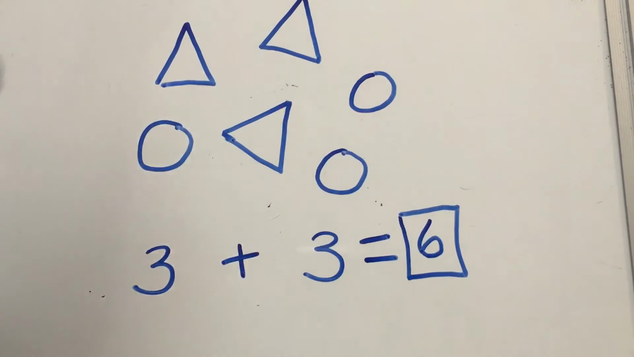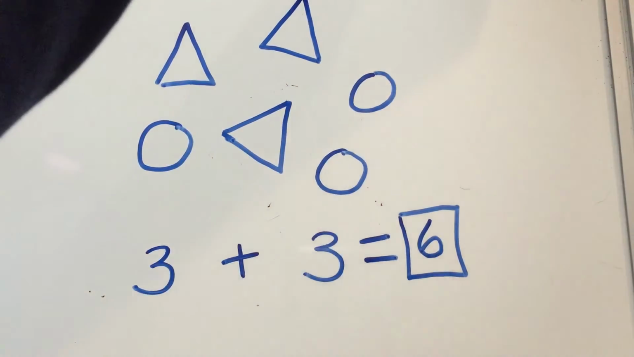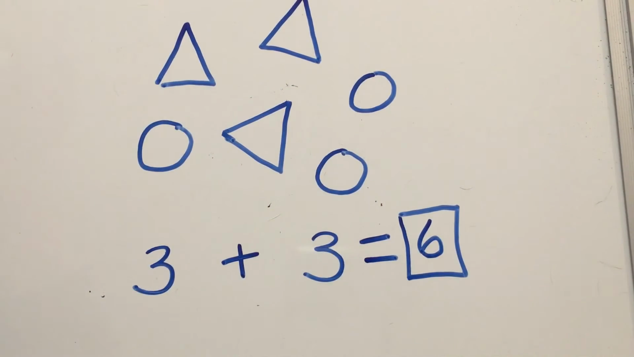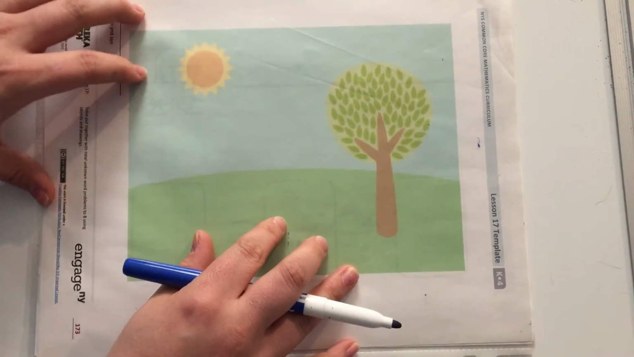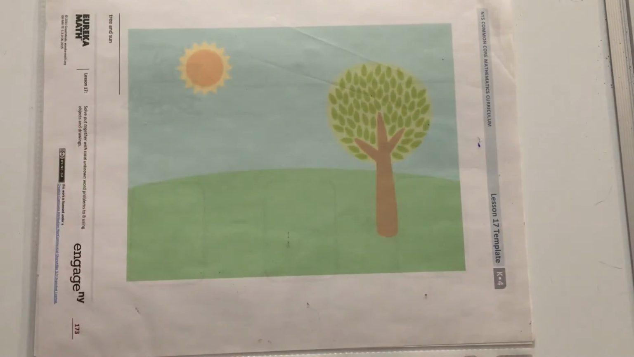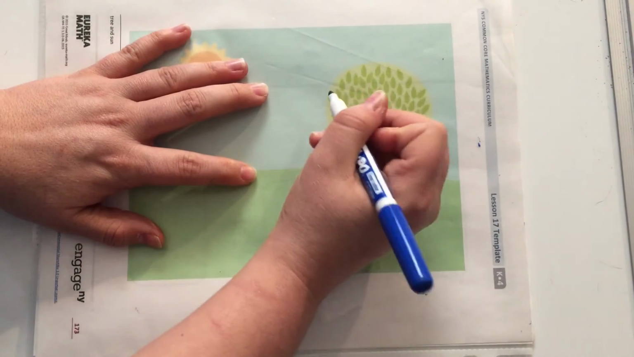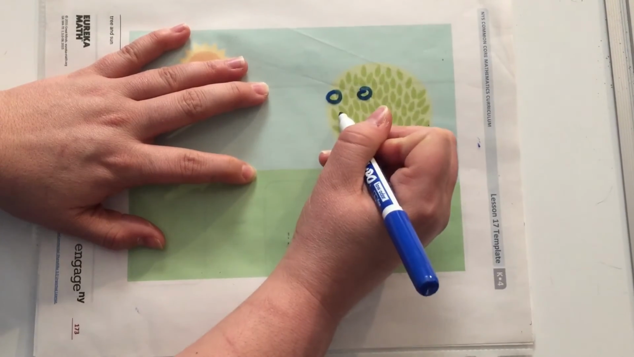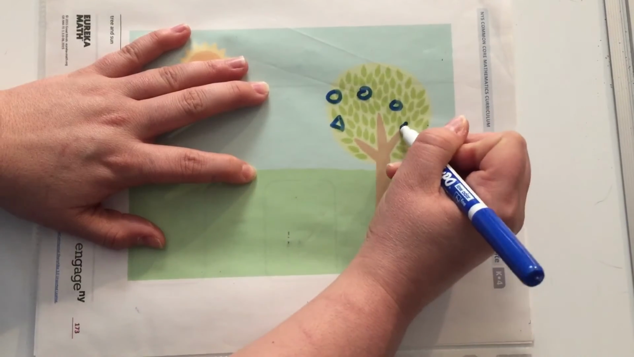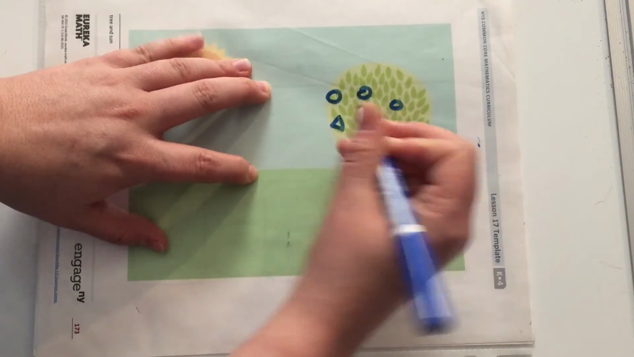Now I want to take my shapes and I want to pretend my shapes are robins. So I have my tree and my sun. Robins are birds, so we're going to pretend that our shapes are robins. So I have 6 robins. These robins are going to go in the tree. We're going to show them with the shapes. All right.